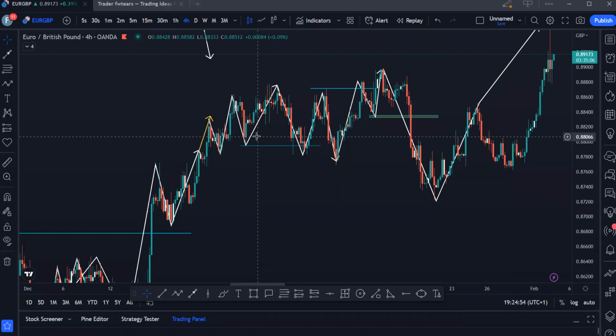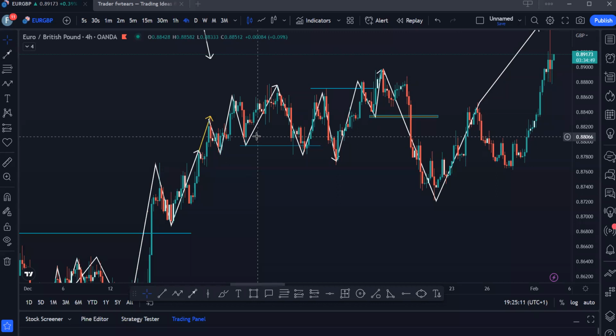Why are we learning market structure? By market structure, I mean support, resistance, and trends. It is because that is the first thing that you want to do when you take a look at any currency pair.